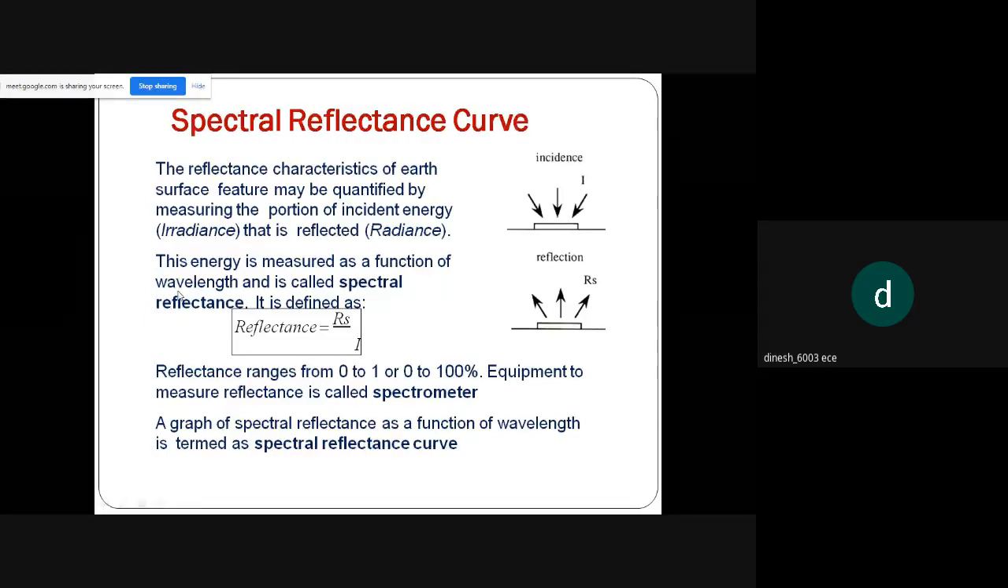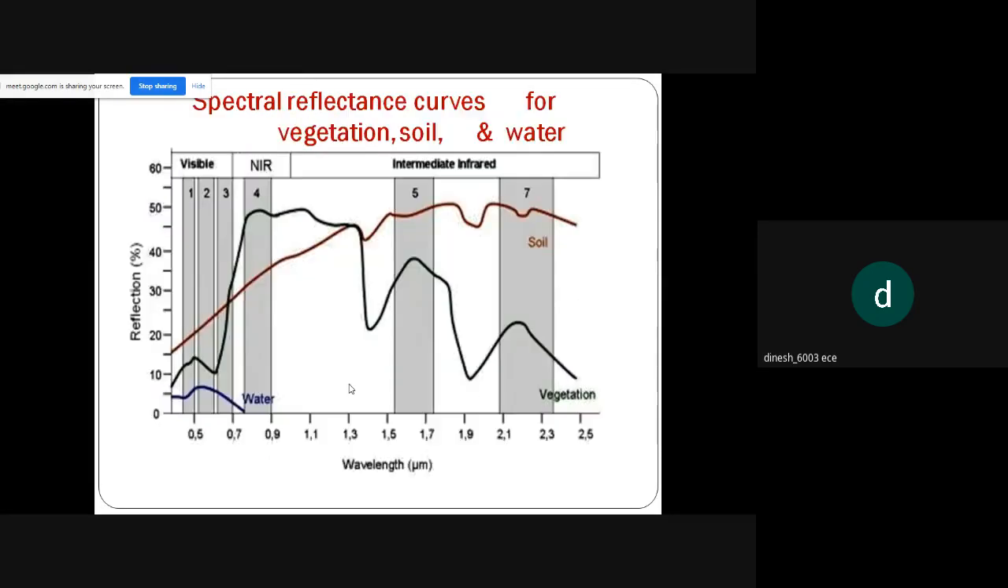The energy measured as a function of wavelength is called the spectral reflectance curve. This curve ranges from 0 to 1 or 0 to 100%, which can be measured easily by a spectrometer. You can see the spectral reflectance curves for vegetation, soil and water. The blue color indicates water, the black color indicates vegetation, the brown color indicates soil, at different wavelengths. It is measured from 0.5 micrometers to 2.5 micrometers, with reflection from 0 to 100%.